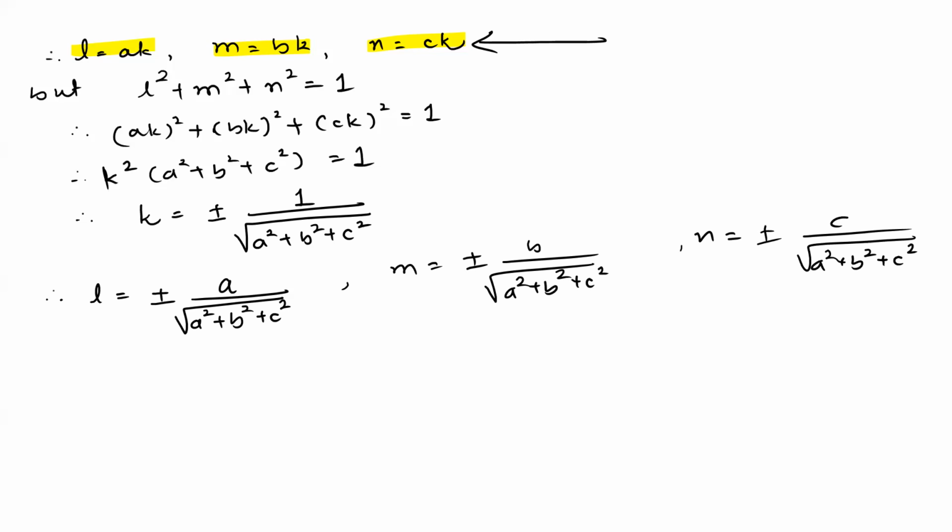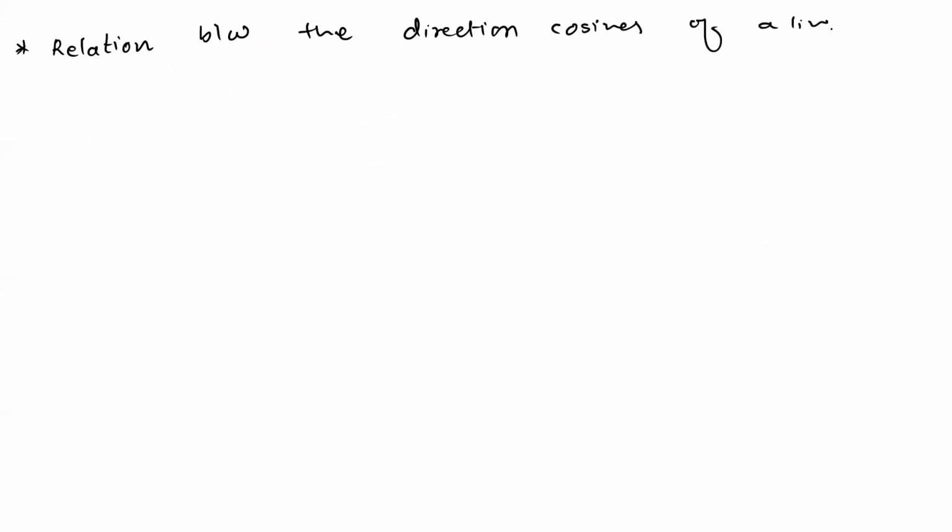That part is completed. Now we are going to see two more parts. The third one is also similar, so let's start the third one: relation between the direction cosines of a line.